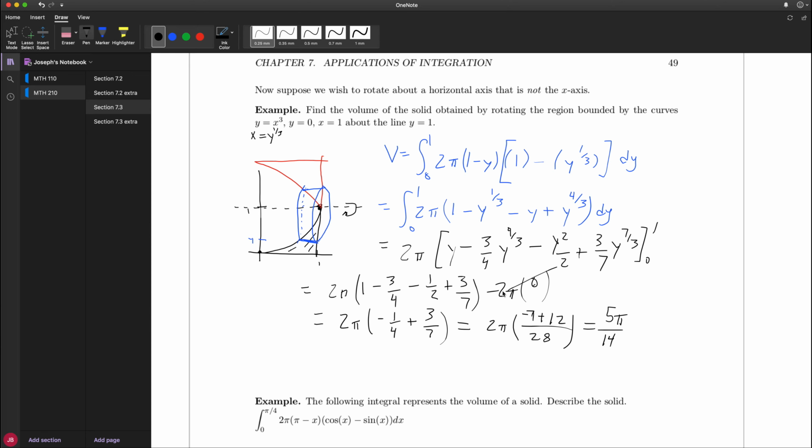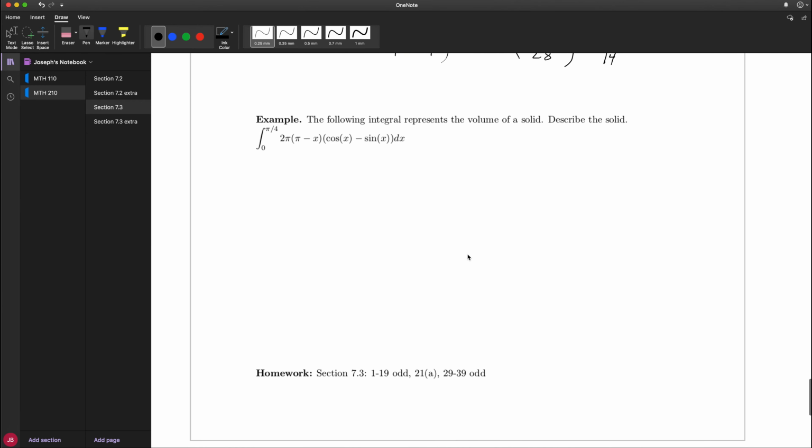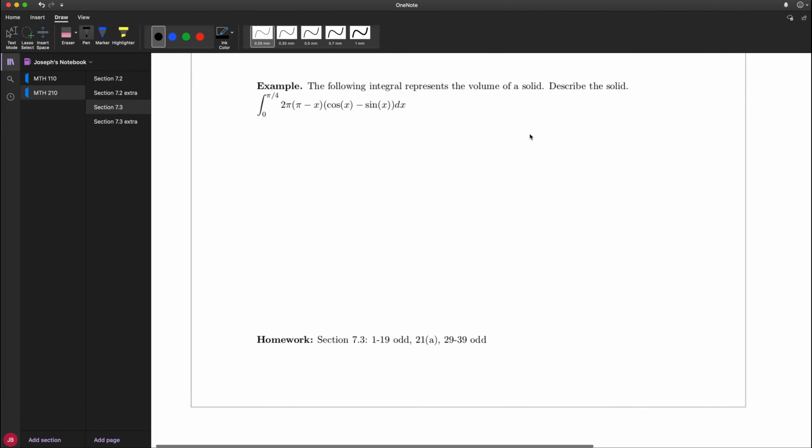All right, so now we're going to work backwards. So we're going to look at this integral and see if we can determine which sort of solid we get that has this volume formula here. Okay, well, we see everything is in terms of x. So since we're using the shell method, we must have a vertical axis. Everything is in terms of x.